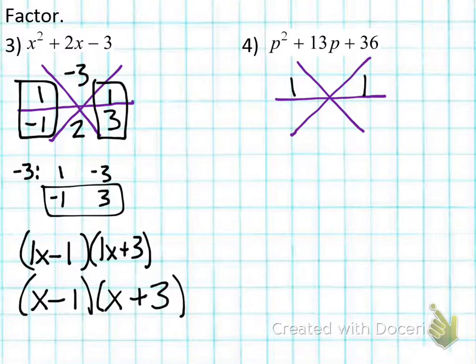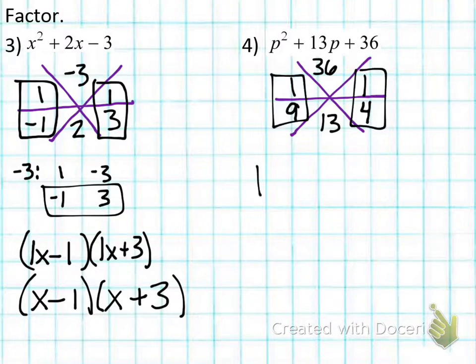My A is just 1 again. So 1 times C, which is 36, I get 1 times 36 is 36 on top, and then B goes on bottom. So I'm looking at my factors of 36, and I see that 9 times 4 gives me 36, and 9 plus 4 is 13. So those are the factors that I want here. And I will write my expression.